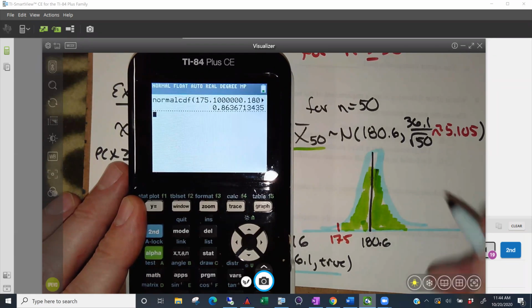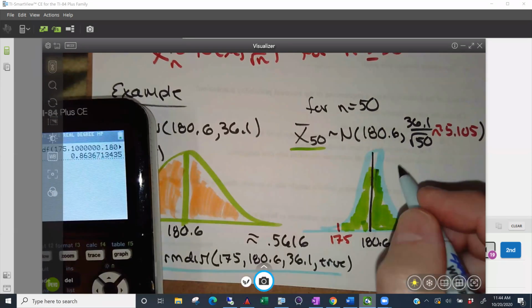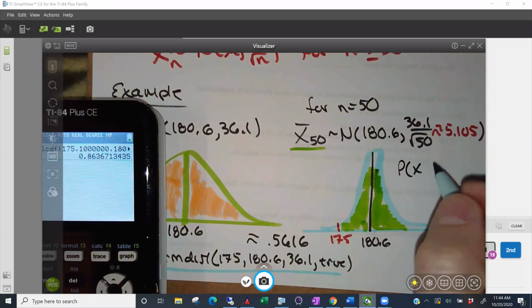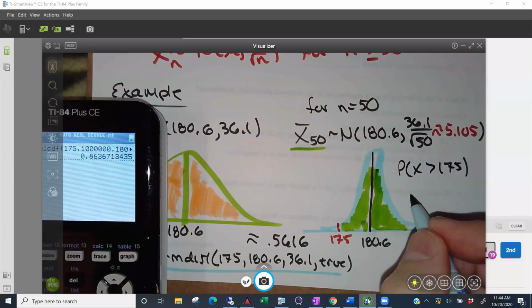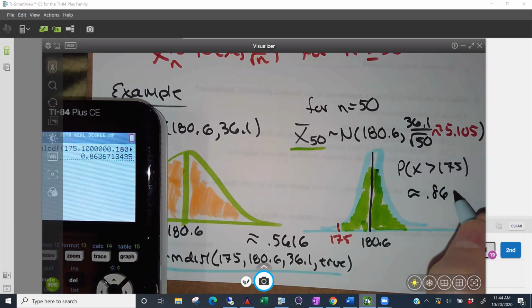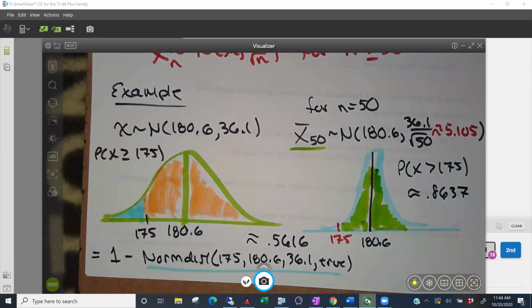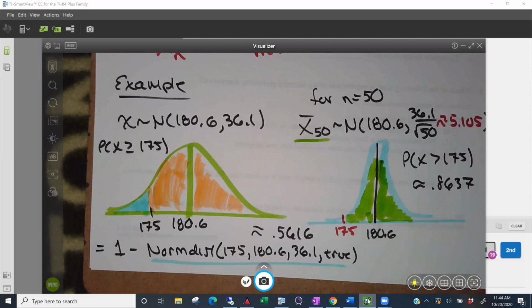So the probability that X is greater than 175 here is a lot higher. Approximately 0.8637. You could also do that in Google Sheets. Let's look at it there.